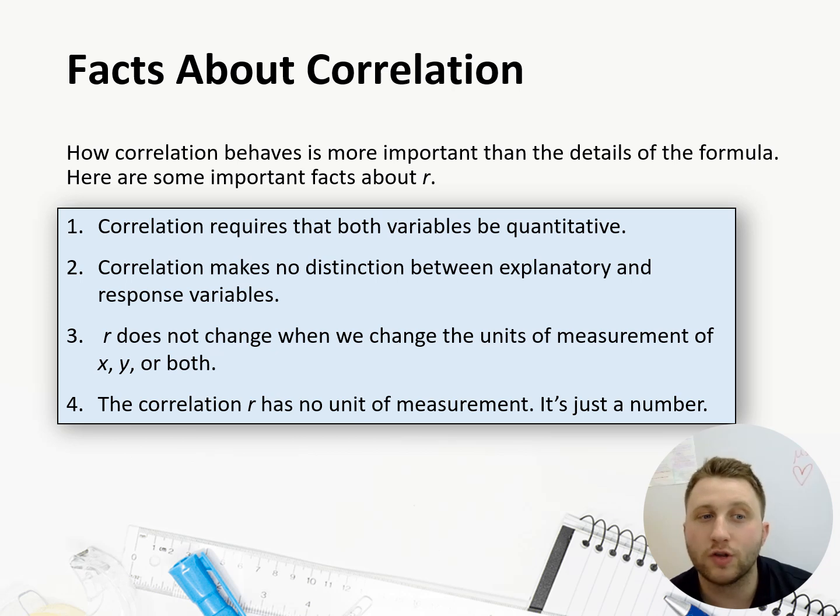If you change units of measure of one or both of the variables, the correlation coefficient does not change because, again, you're standardizing when you convert to z-scores in both directions. And the correlation coefficient has no units of measure. It's just a number between -1 and 1.